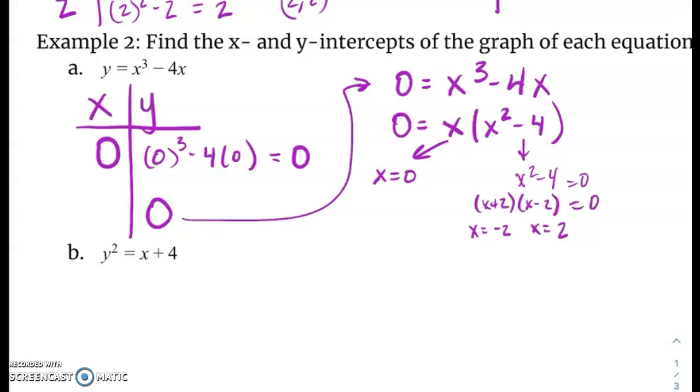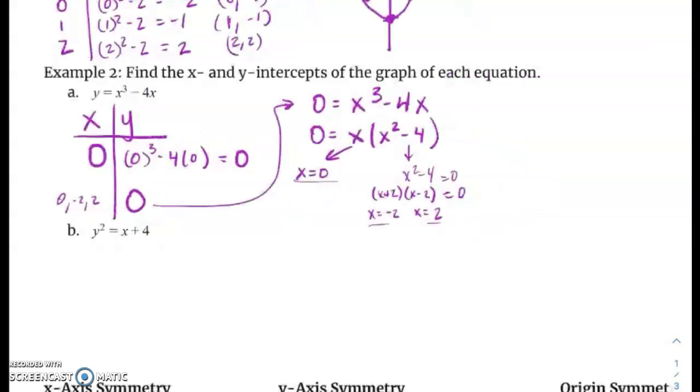So I'm getting 3 x values when I plug in 0. So I'm getting 0, -2, and 2. So that would mean that my y-intercept is (0, 0). The y-intercept is 0. And then the x-intercepts, there are 3 of them. We've got, it's crossing x at (-2, 0). It's crossing at (0, 0). And it's crossing at (2, 0).